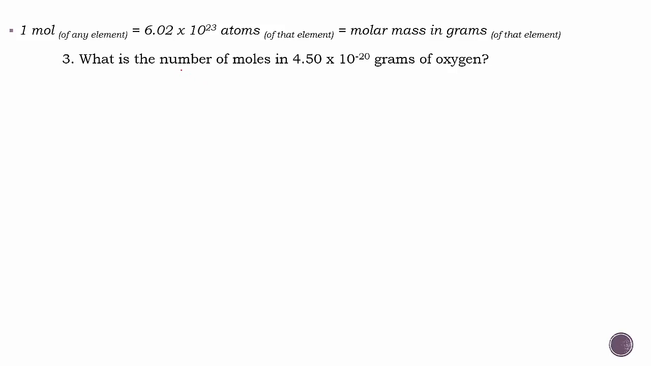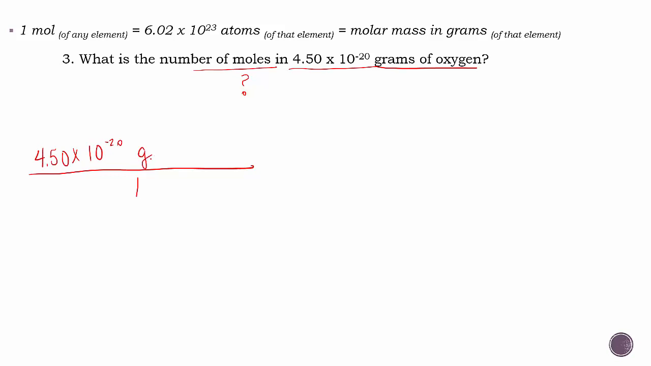All right, for this one, we've got: what is the number of moles in 4.50 times 10 to the negative 20 grams of oxygen? So moles is our unknown. 4.50 times 10 to the negative 20 is what we know. So we're going to put what we know over 1: 4.50 times 10 to the negative 20 grams of oxygen.